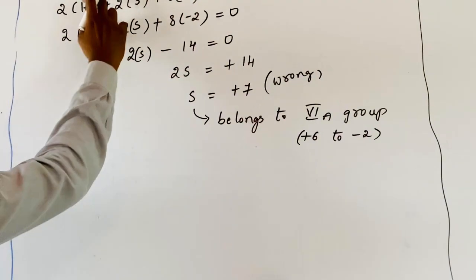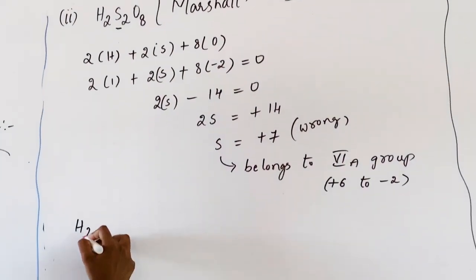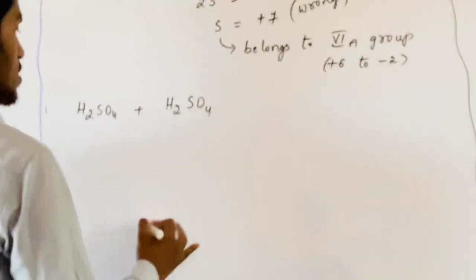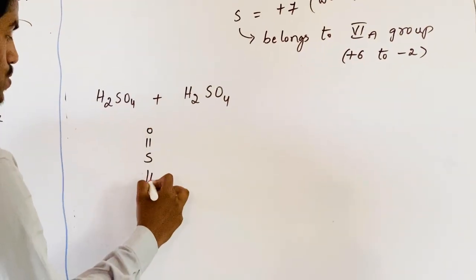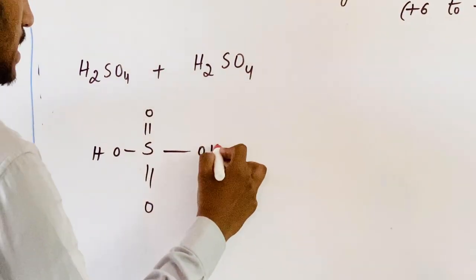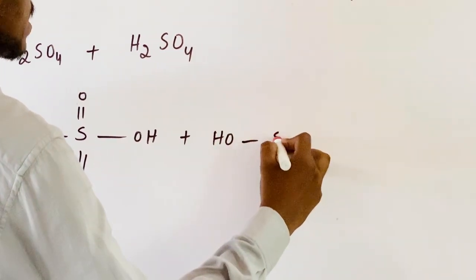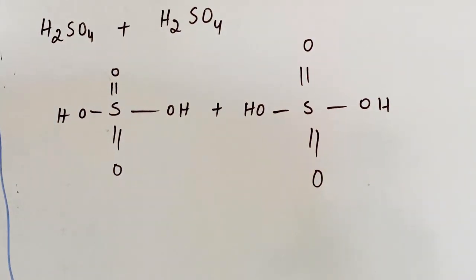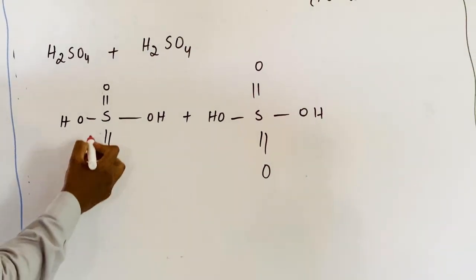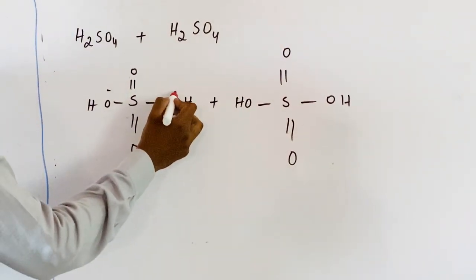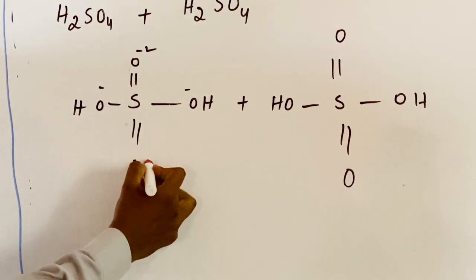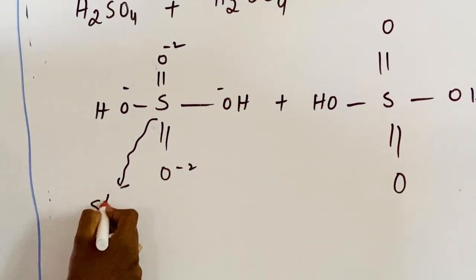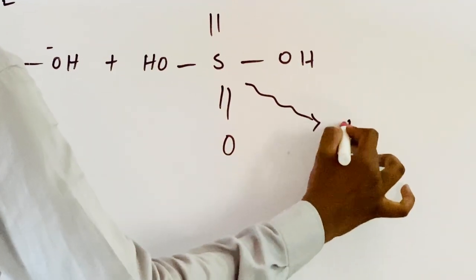Now the preparation method of Marshall's acid. Take H2SO4, sulfuric acid, 2 moles of sulfuric acid, each with OH. What is the valency of sulfur in the given structure? Peroxide linkage, minus 1. Oxide, minus 2. Oxide, minus 2. Then sulfur makes it plus 6. In this case also sulfur makes it plus 6.